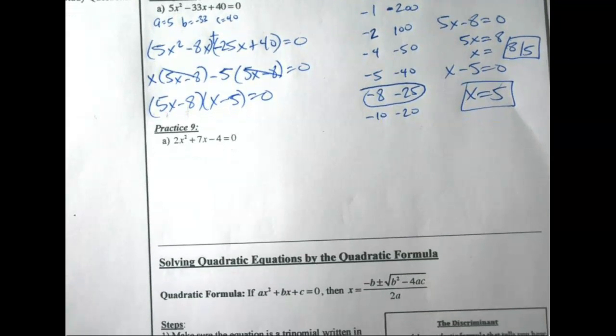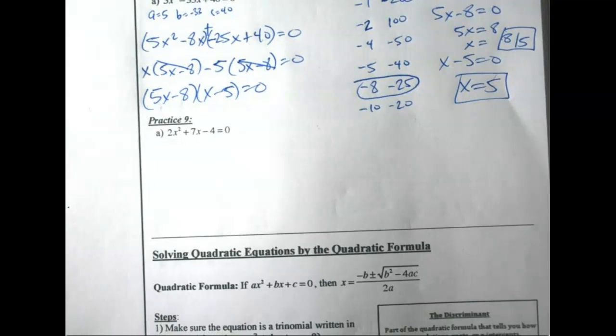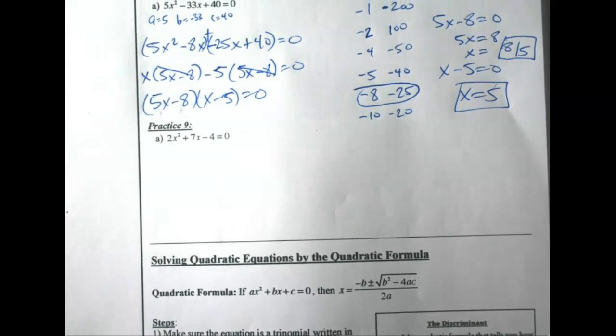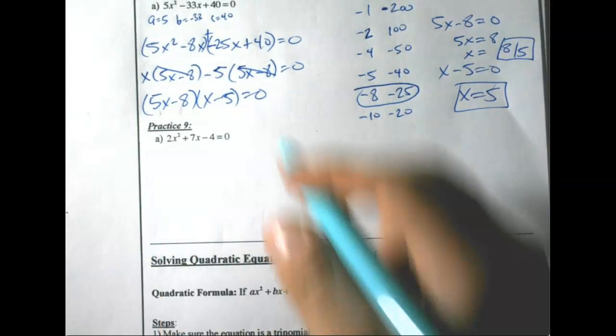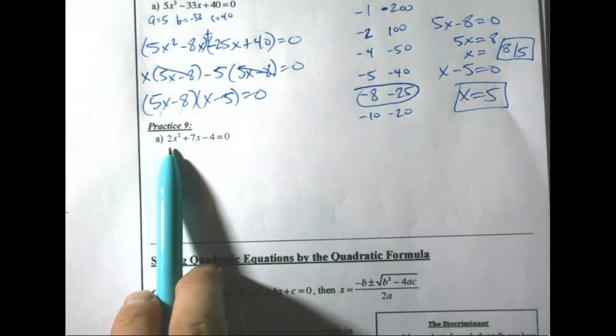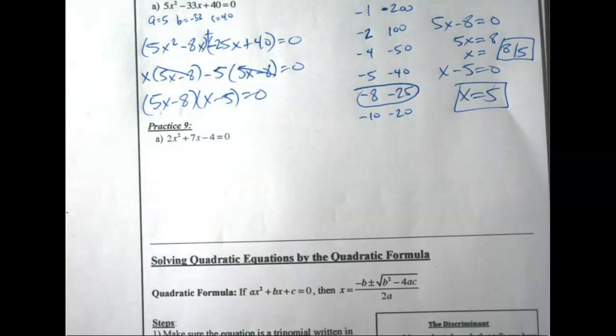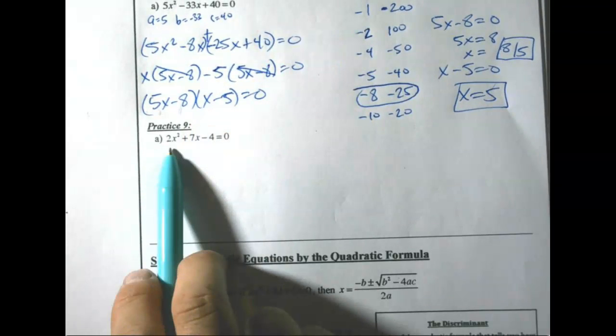The next one, same thing. At least it's not 200 though, so there's less factors, but either way. A, B, and C, right? A, B, C, 2, 7, and negative 4. There's no GCF here. There's no common factors between 2, 7, and 4. However, I could keep going with the next step.